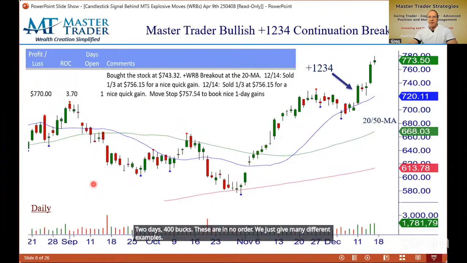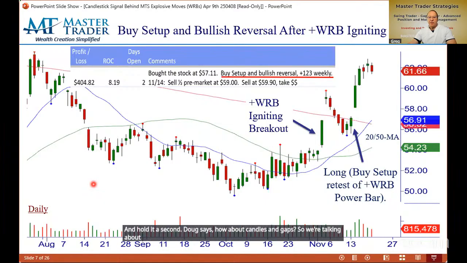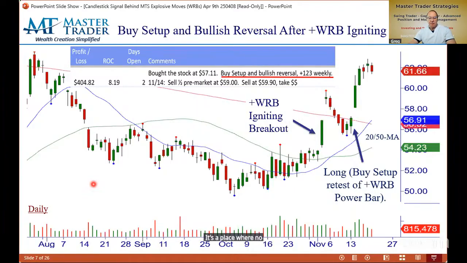And hold on a second. Doug says, how about candles and gaps? So we're talking about candles, and I'm not sure what you're saying. Gaps. Gaps are gaps. It's a place where no trades occurred, from one bar to another bar. And so, this is a gap. This is a gap. This is a gap. And so gaps are another concept, and how you deal with those.